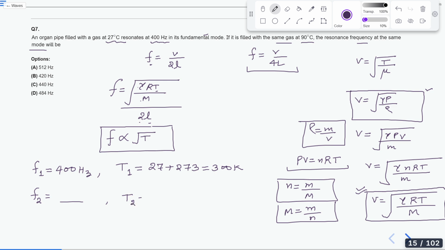And T2 is given, that is 90 degrees Celsius. So 90 plus 273, that would be 363 Kelvin. Take the ratio F1 by F2. Since frequency is directly proportional to root of temperature, the ratio would be root of T1 upon root of T2. Now put the values and find F2.